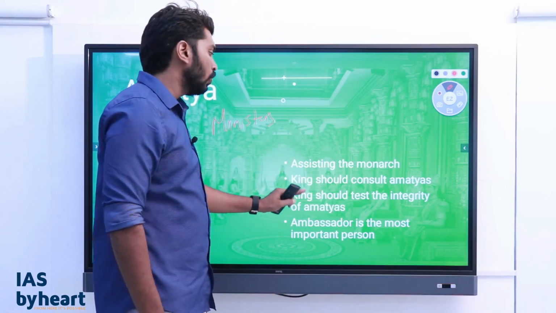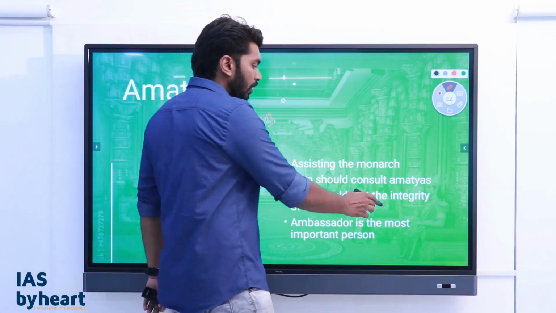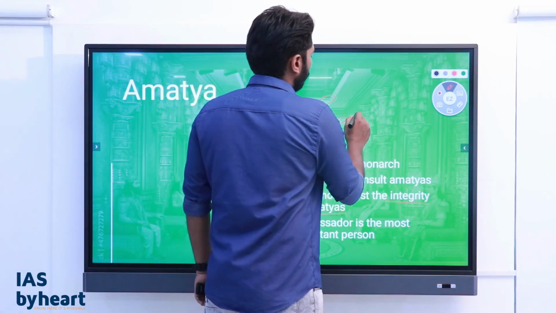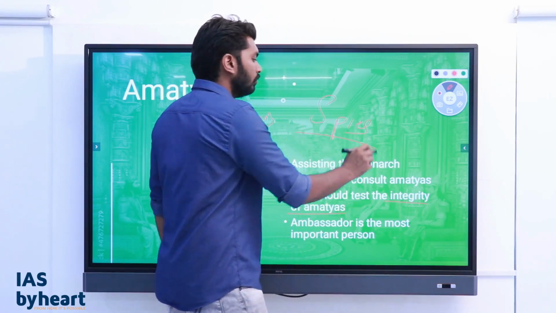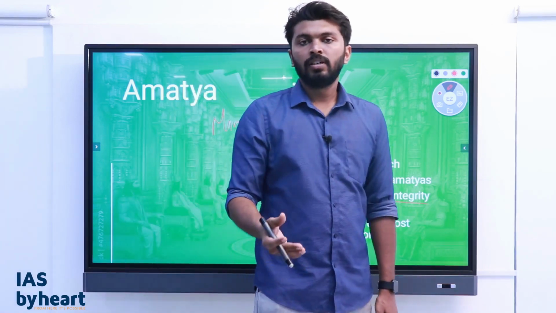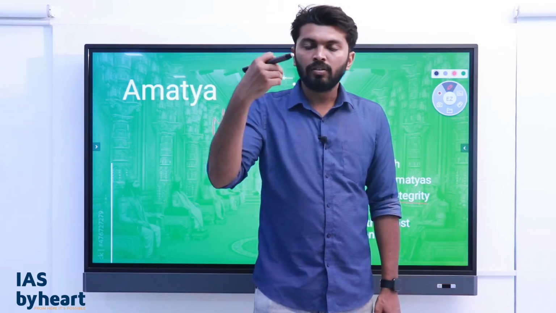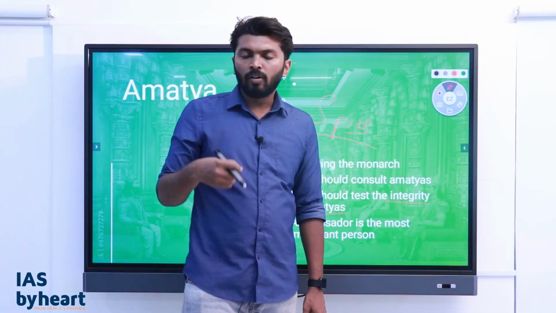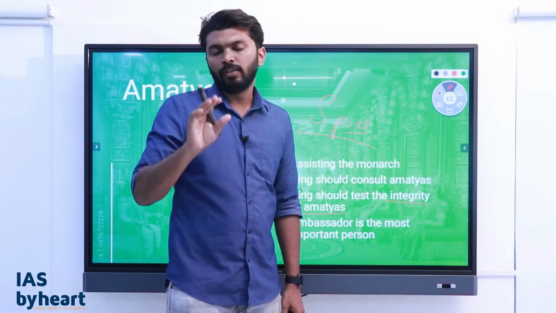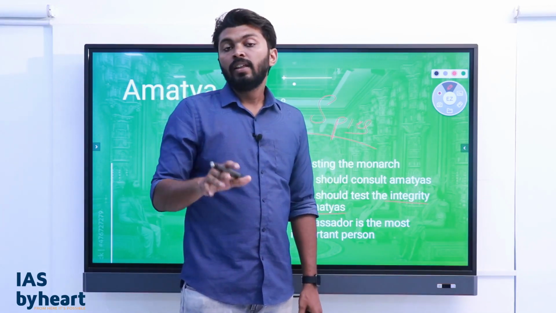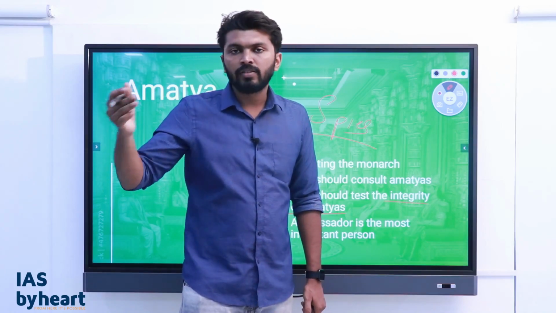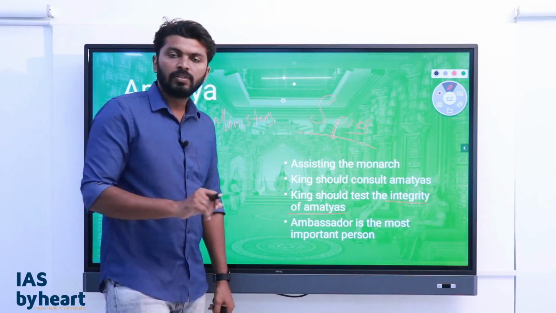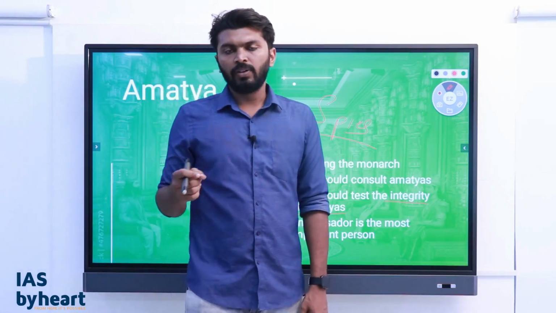The king should also test the integrity of the Amatyas using spies. Kautilya says that you cannot expect an Amatya to be loyal to you at all times. So you should keep testing the loyalty and integrity of your ministers, or else they may conspire with enemy kings to dethrone you. The ambassador is the most important person. He is also clubbed under the category of Amatya.